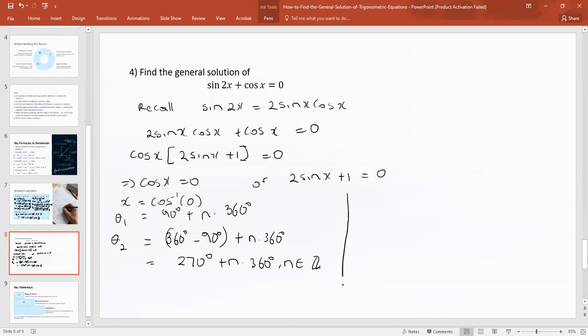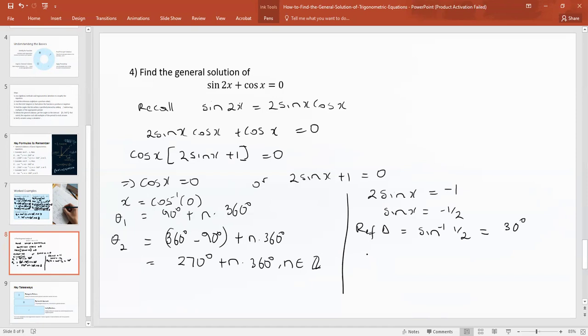The next part will consist of solving this using algebraic techniques. So we have 2 sine x equals minus 1. Therefore, sine x equals minus a half. We find the reference angle, which is equal to arcsine, or inverse sine, of a half. The inverse sine of a half is 30 degrees.